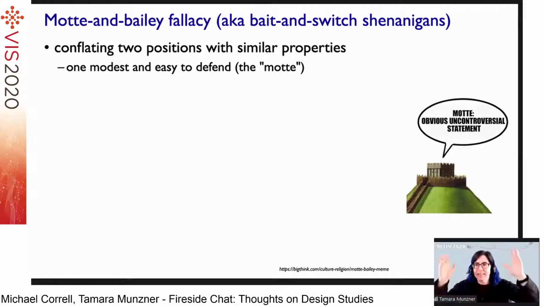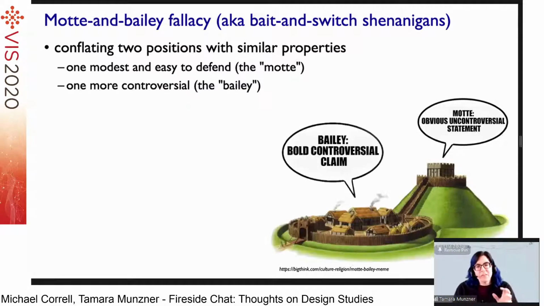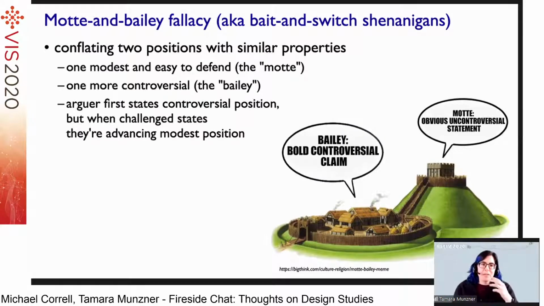to defend thing, the Mott. It's the castle on the hill with the big wall. And then there's this much more controversial thing, the Bailey, the village that's very easy to overrun from the barbarian invading hordes. And the issue is what you do is you start out with the controversial position, but then when somebody calls you on it, you're like, no, I meant that modest thing, the easy to defend thing.